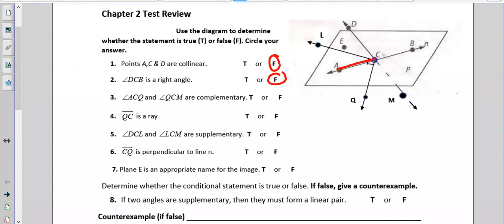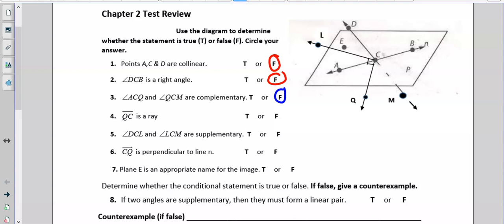ACQ and QCM are complementary. Well, complementary means it adds up to 90. For it to add up to 90, ACM would have to be the angle with the right angle mark. It is not. So this one is also false. Now, if it said ACQ and ACL, those two form this right angle here, and those two are complementary.